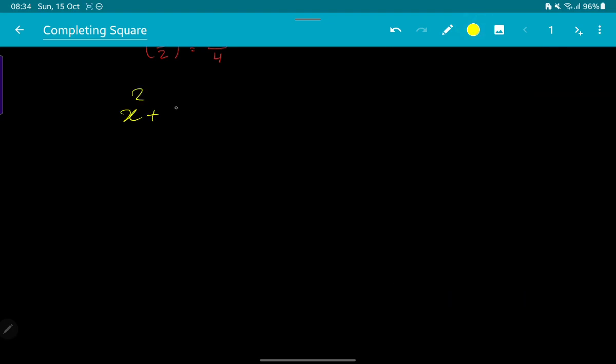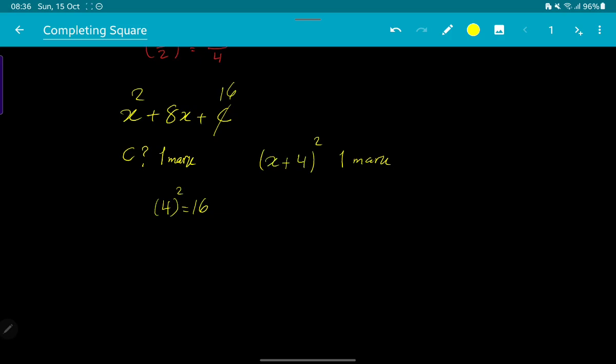x squared plus 8x plus c. So our question is, what's the value of c? 1 mark. And to rewrite this as a perfect square, you have the second mark. So 2 marks for this type of question. Half of 8 is 4 and 4 squared is 16. So the value of c is 16. To rewrite this, it's x plus 4 squared.